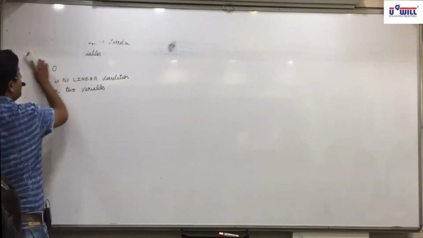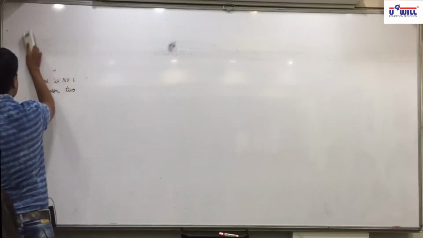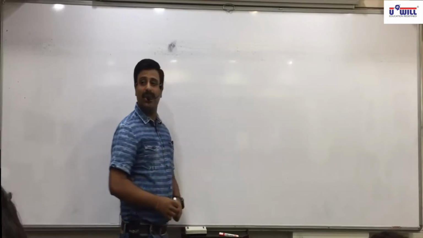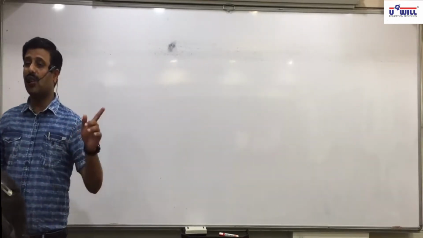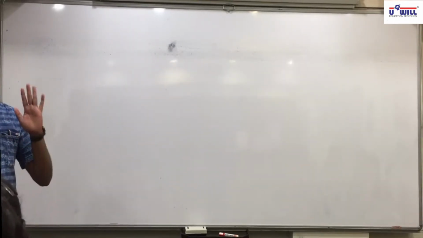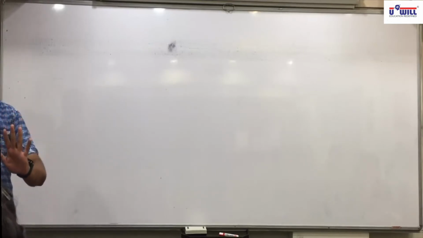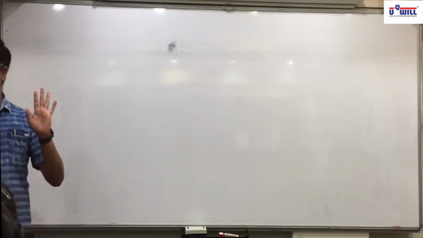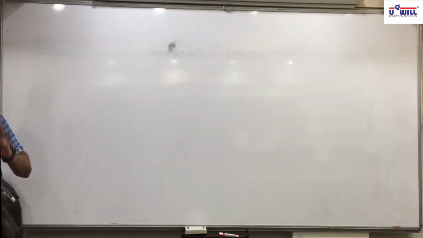Formula? N sigma xy minus sigma x into sigma y upon square root of n sigma x square minus sigma x whole square into square root of n sigma y square minus sigma y whole square.